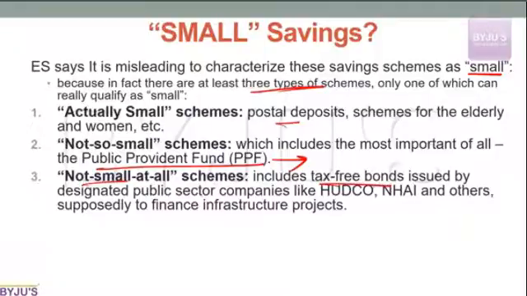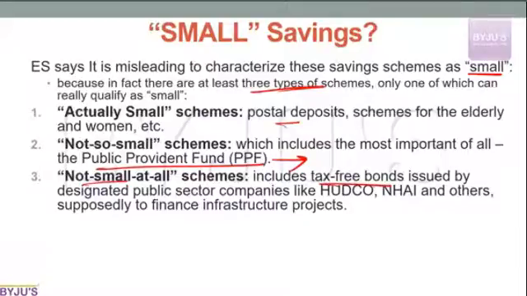These are tax-free bonds. Companies like HUDCO, NHAI, the Highway Authority, these are public sector companies that want money for certain projects. Now, how do they get this money? They can issue bonds. When people buy these bonds, these companies get money for financing infrastructure projects.